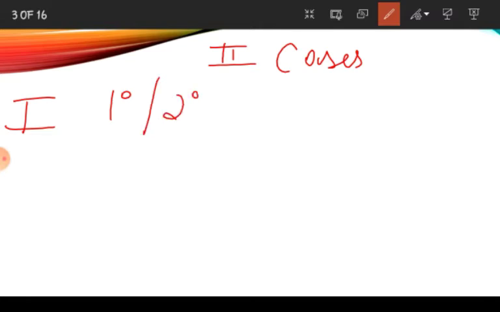Two cases are possible. Now I am discussing the first case. You need to remember, if there is either a 1 degree or 2 degree alkyl group present, then what will happen?